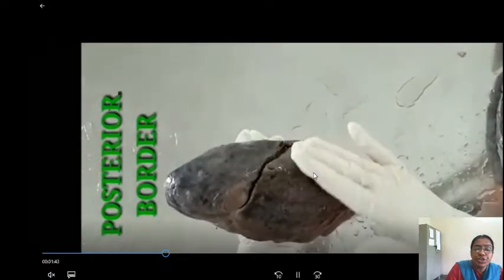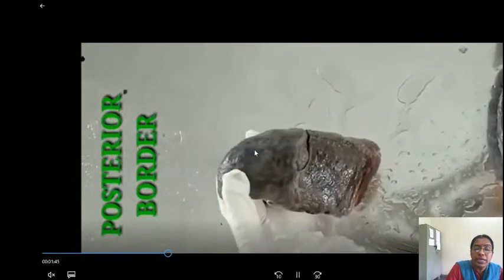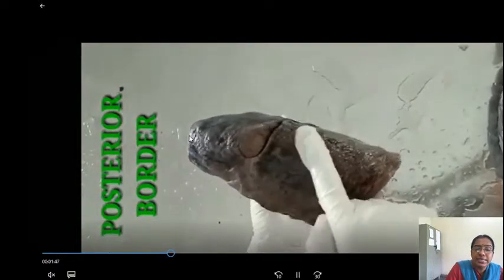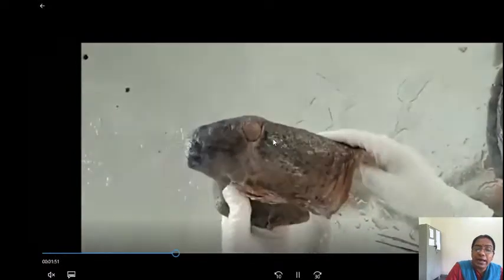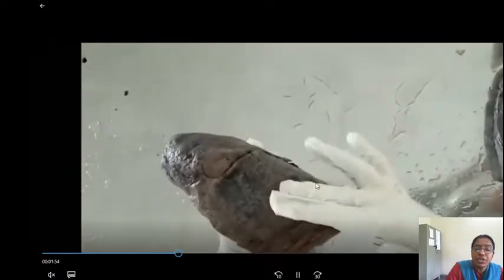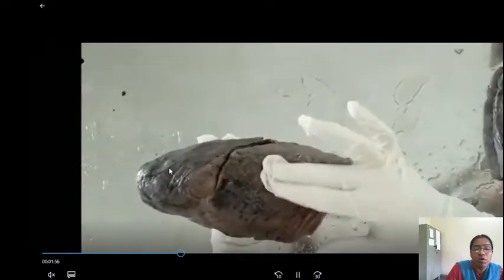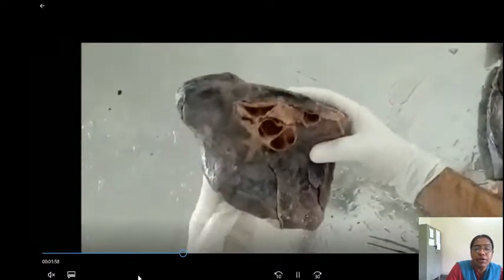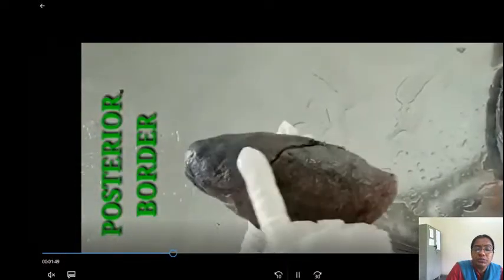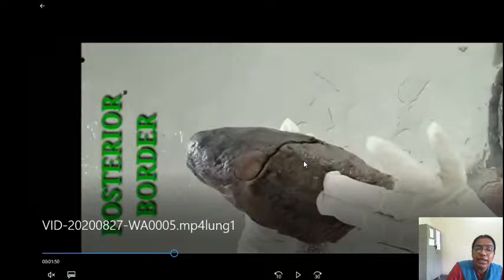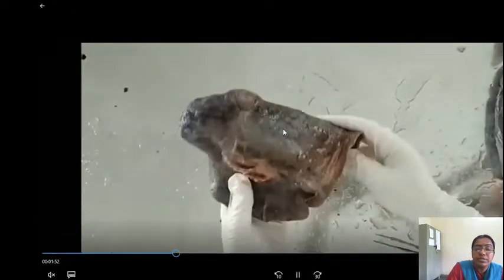Now coming to the posterior border. This border what you are seeing is the posterior border, which extends from the apex to the inferior border. But unlike the anterior border, the posterior border is an ill-defined border. It is related to the vertebral spaces, the intervertebral discs with the vertebrae. So this is a posterior border which is ill-defined.